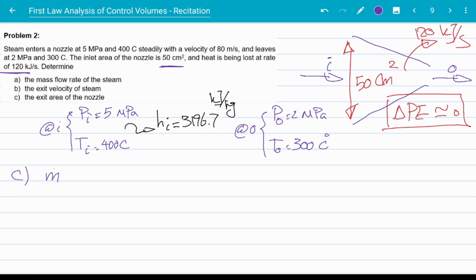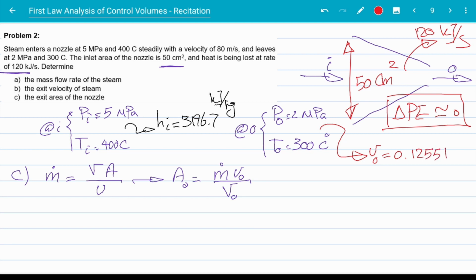So mass flow rate is velocity times cross-section area over specific volume. So cross-section area will be mass flow rate times specific volume at the outlet over velocity at the outlet. So what is the specific volume at the outlet? We know that we are dealing with superheated steam at the outlet, so I can read the specific volume from the superheated table, 0.12551 meters cubed per kilogram.